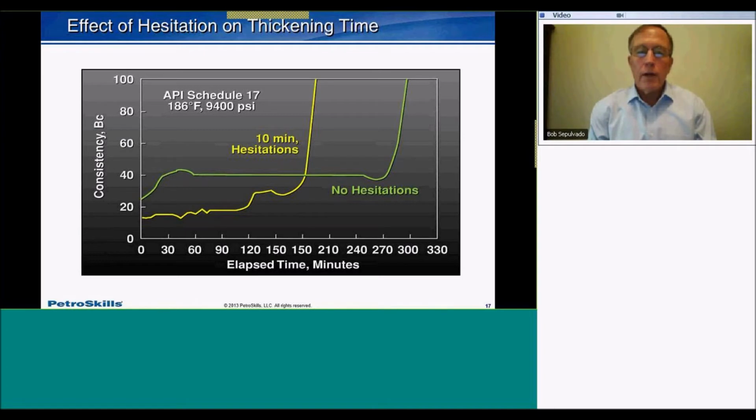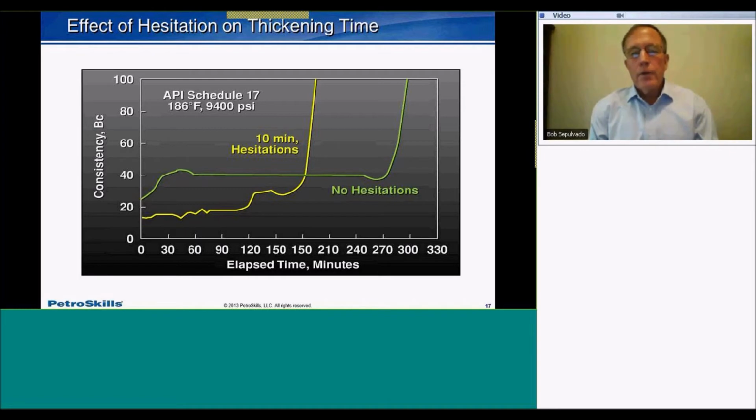A cement slurry that maybe you look at in the API cementing casing schedules, if that slurry pumps at a certain amount of time, that may be without any hesitation. Now you can actually test this in a laboratory on an HPHT consistometer. You can test the hesitate. You can program it to where it'll stir the slurry for a period of time, then shut down, and then kick back on. Or you can manually shut the machine off and on.